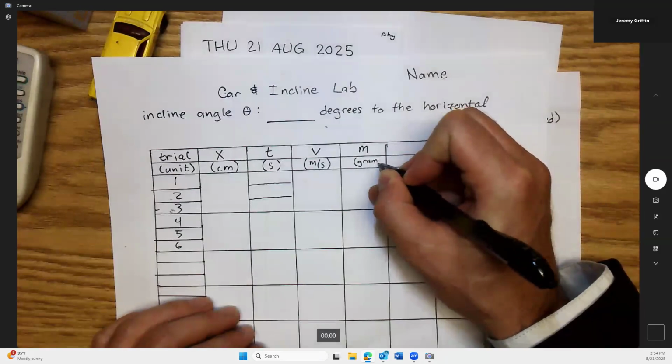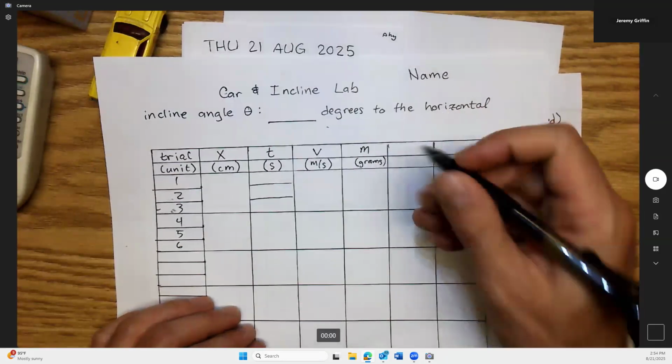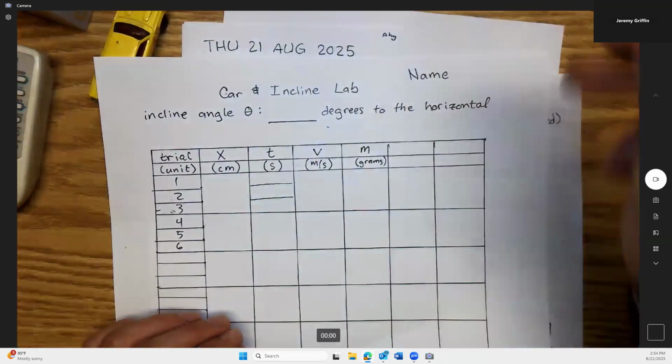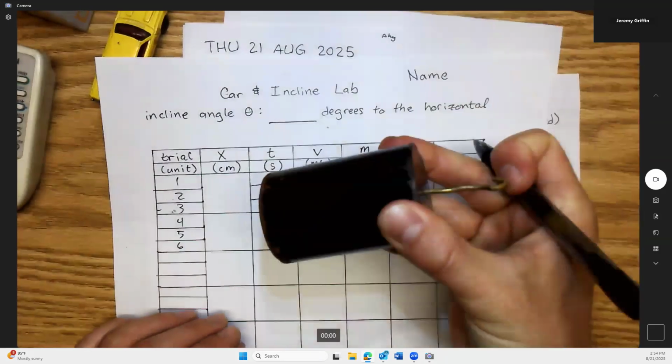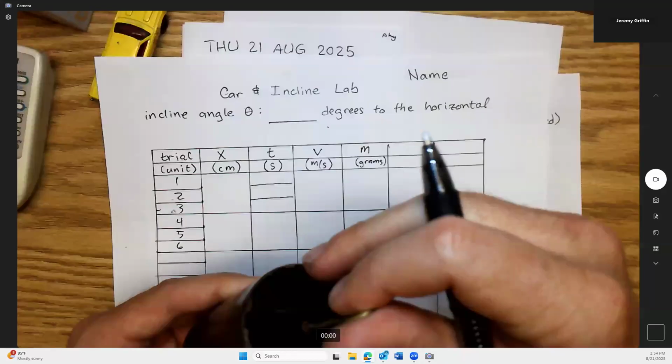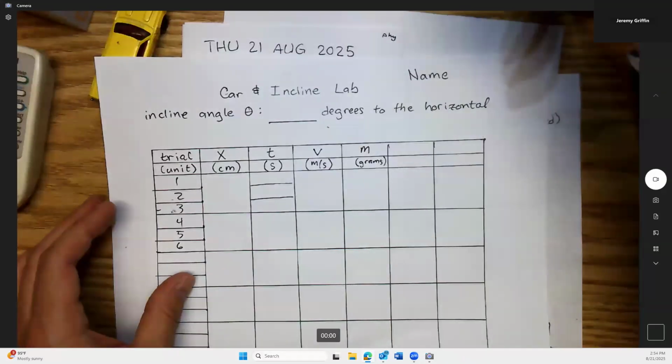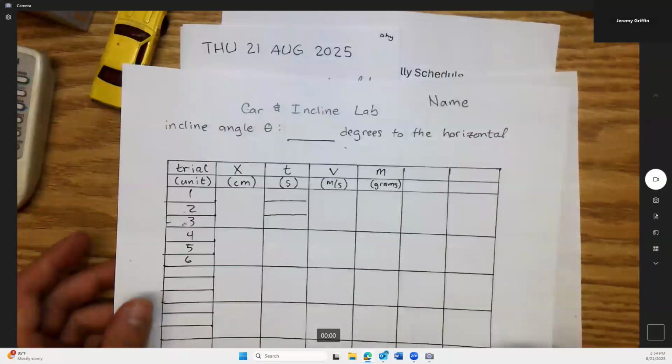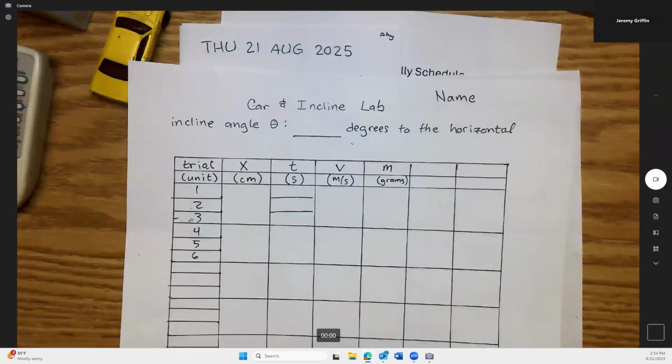Now, you guys know, of course, the base SI unit for mass is actually not grams. It's actually what? Kilograms, right? But today you can just do grams. It's fine because really what I care about is finding proportional changes. Okay, proportional changes. Are you guys good so far?